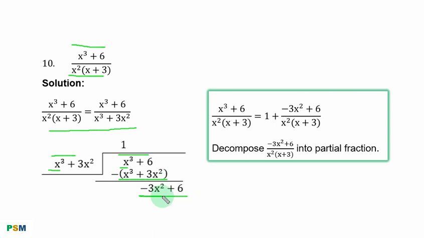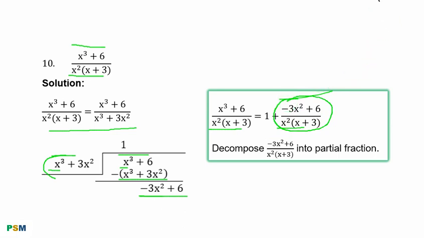At this point, division is not possible because the power of s here is less than the power of s in the divisor. Hence, the compound fraction is equal to 1, the quotient, plus the remainder over the divisor or denominator. We are to decompose this part into partial fractions.